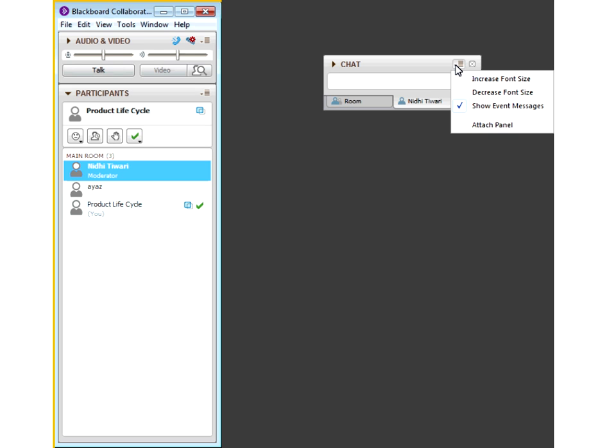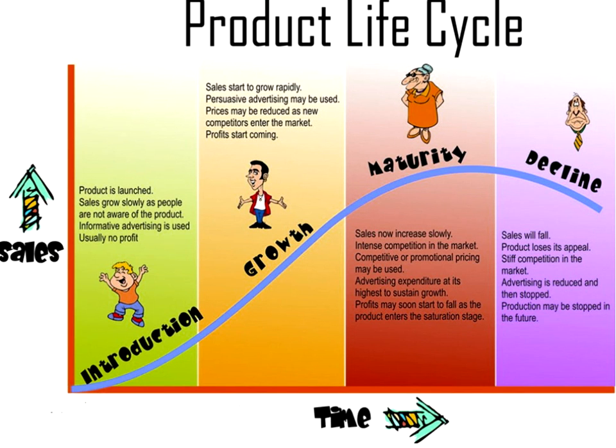Now let us understand what is product life cycle. As you can see in the very first slide, as humans, they take birth, they grow, they mature, and then they decline. In the same way, a product also travels a certain life cycle. First is the introduction stage, second is the growth stage, and then it matures, and then finally it declines.